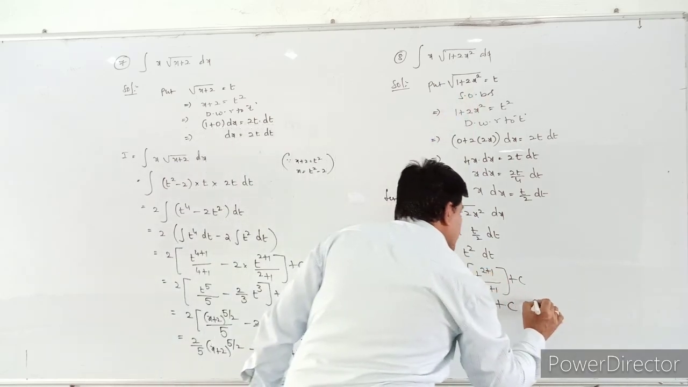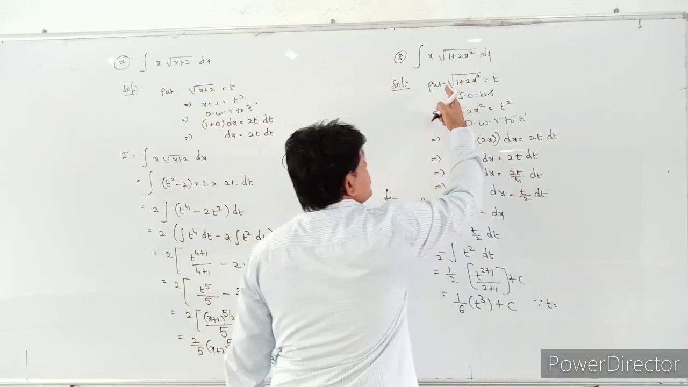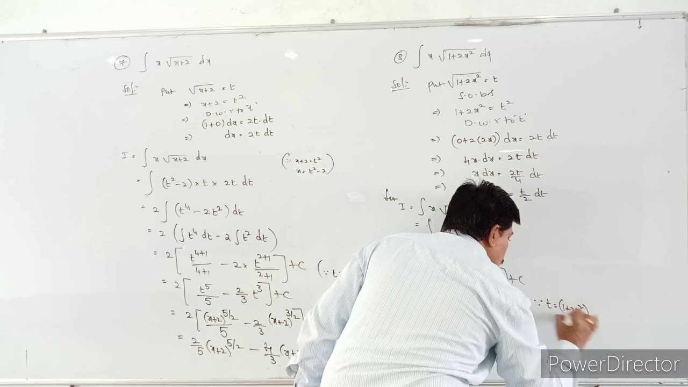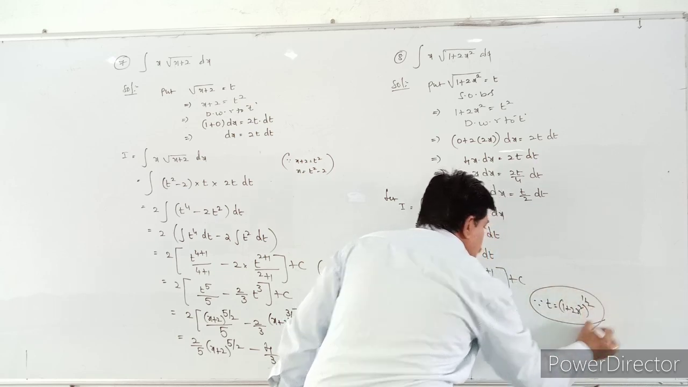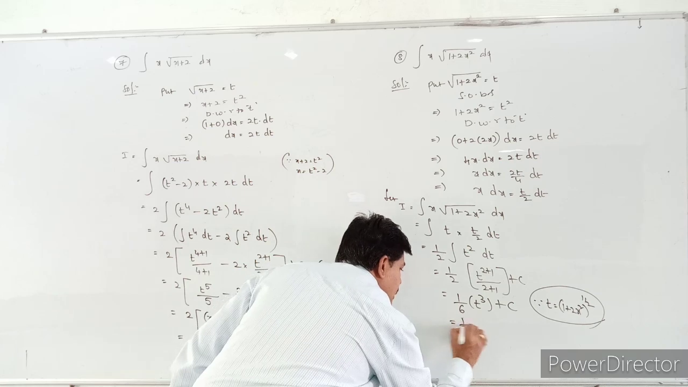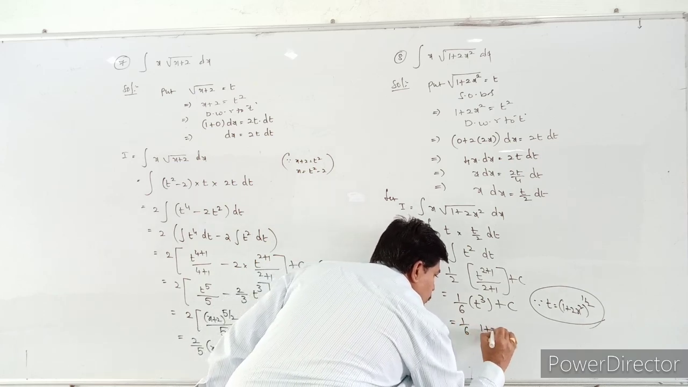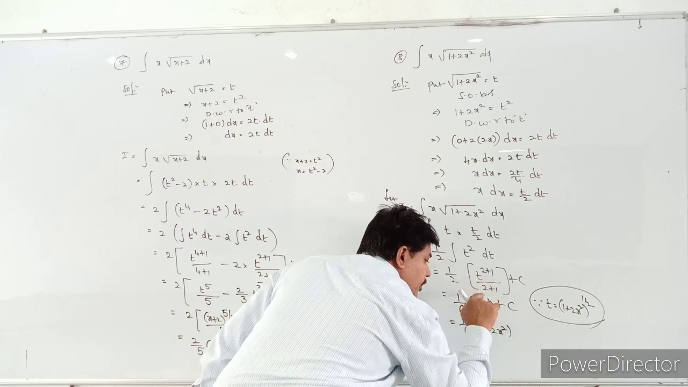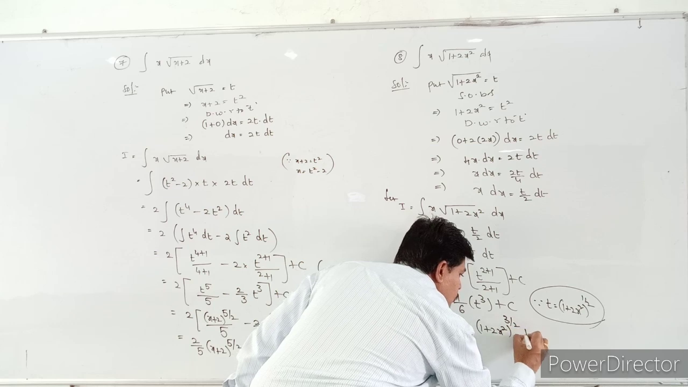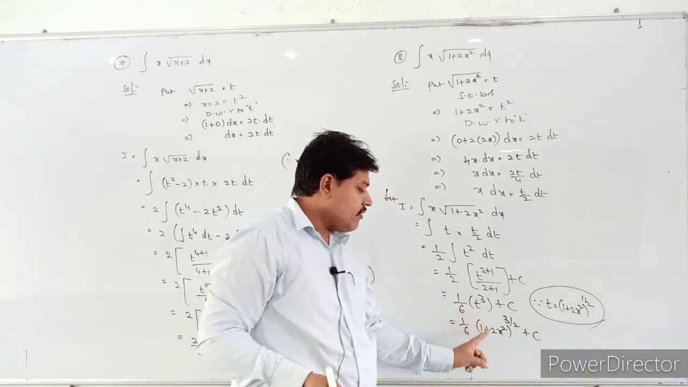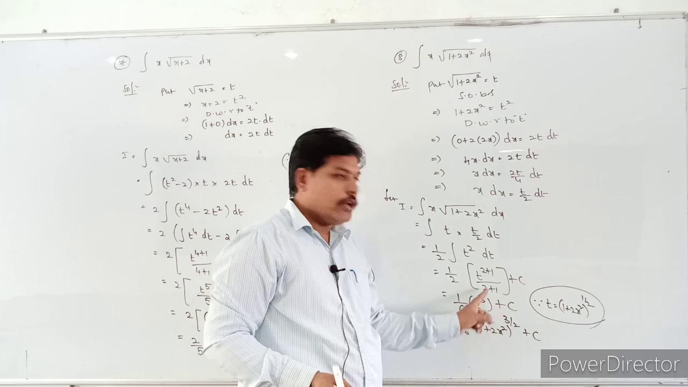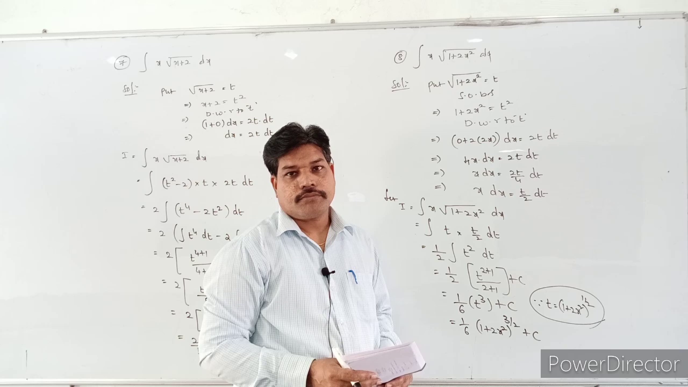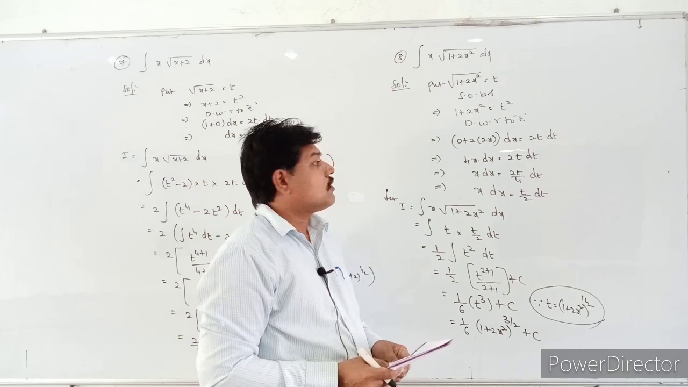T is nothing but root of 1 plus 2x square. That meaning is 1 plus 2x square whole power 1 by 2. So substitute this value here. What we will get is 1 by 6 into 1 plus 2x square whole power 1 by 2 whole cube, plus c. Whole cube will become 1 plus 2x square whole power 3 by 2. Do you understand, students? So see that question once again.